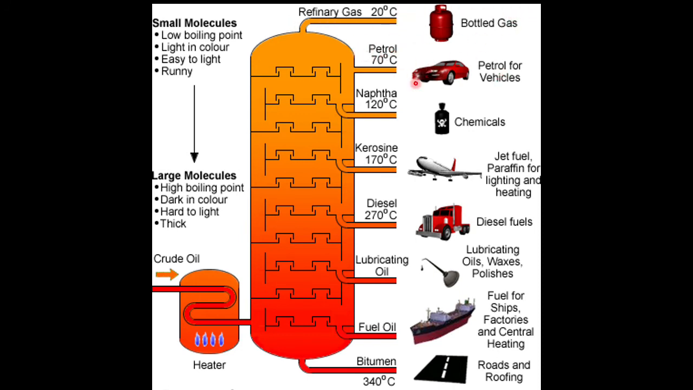You've then got petrol, which is used for vehicles, naphtha, which is used to make chemicals, kerosene, which is used for jet fuel, diesel, which is used in lorries for diesel fuels, lubricating oil, which is used to lubricate parts, let's say in a car or on a bicycle, anything with moving parts to make them move past each other easily, fuel oil, which is used in ships, factories and central heating, and finally you've got bitumen, which is used for roads and roofing. If you need to pause the video to go through those answers, please do.